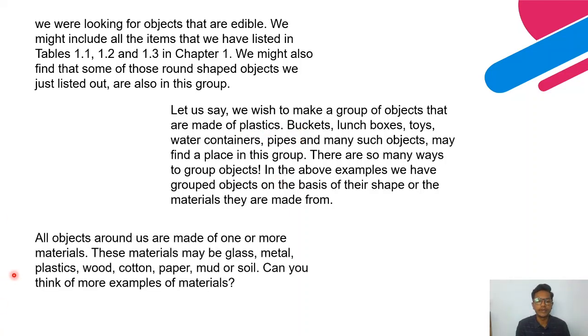All objects around us are made up of one or more materials. This material may be glass, metal, plastic, wood, cotton, paper, mud, or soil. If we take an example of a mobile phone, then the camera is made up of glass, the screen is made up of glass, and the body, in some mobile phones, is made up of iron, or in some phones, the body is made up of glass. So a single object is made up of many different materials. It is also possible.